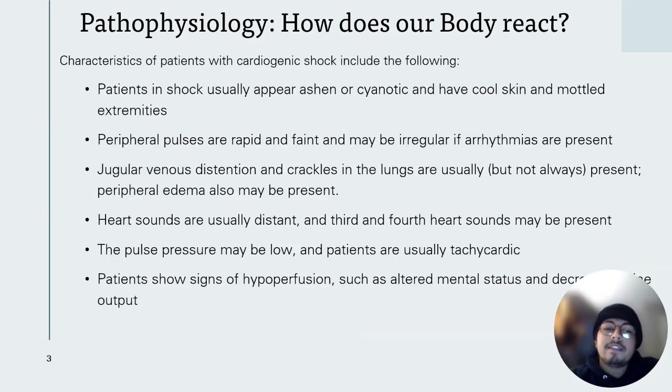I also want to state patients will show signs of hypoperfusion, such as an altered mental status and decreased urine output, since they don't have their conscious ability to keep their airway patent. Then drastic measures will have to be instituted, such as an ET tube or being trached if the situation calls for it.